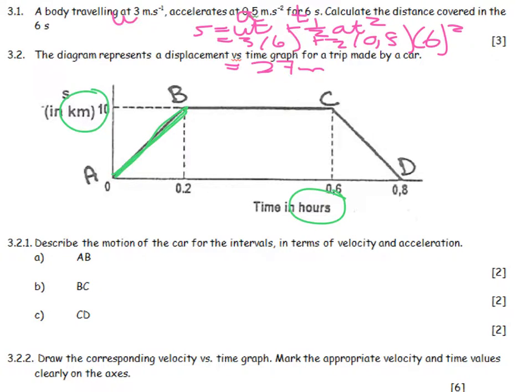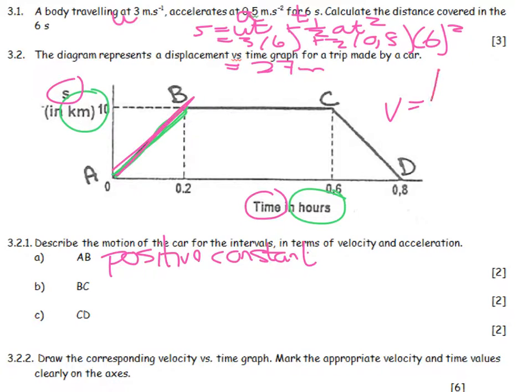From A to B, we have increasing displacement if you like, but we also have a solid gradient there that is increasing. It is a positive constant gradient on a displacement time graph. The gradient is the velocity, change in displacement over change in time, and that is a positive constant velocity, as well as, if you've got a constant velocity, zero acceleration.